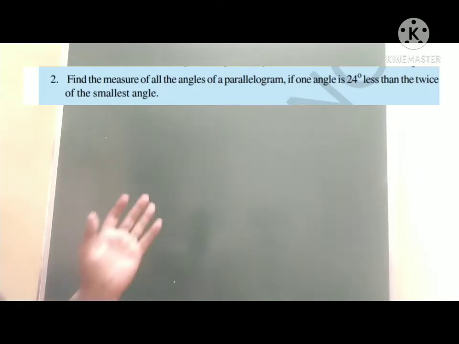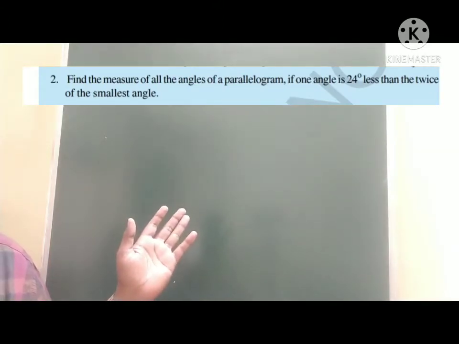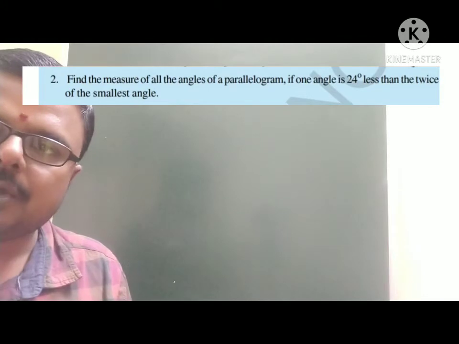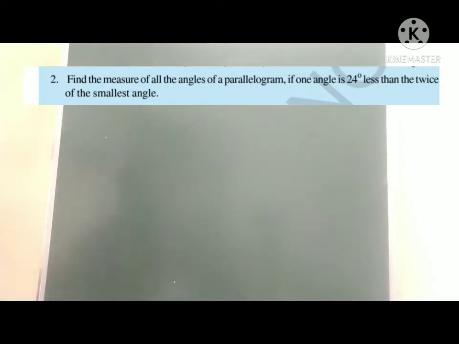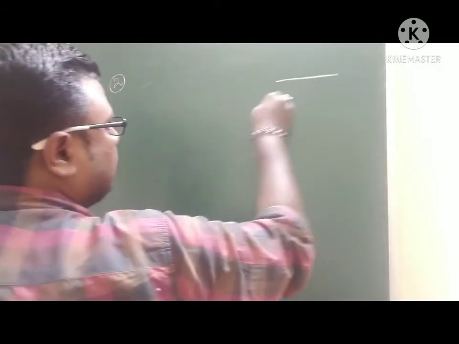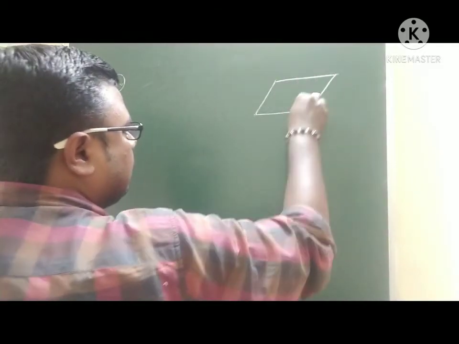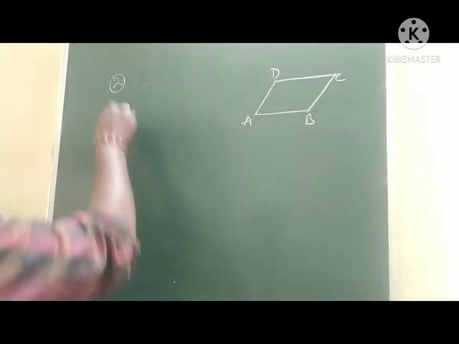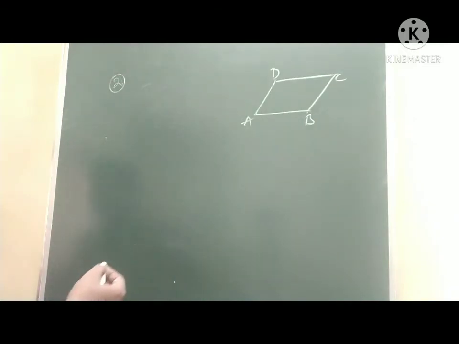So today's second question: find the measure of all the angles of a parallelogram if one angle is 24 degrees less than twice the smallest angle. Okay, so here first of all let us draw the rough diagram. ABCD. So here, as they have given the condition, the measure of all the angles of the parallelogram, if one angle is 24 degrees less than twice the smallest angle.